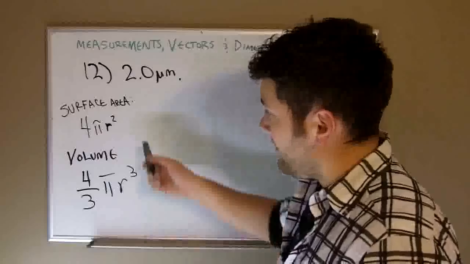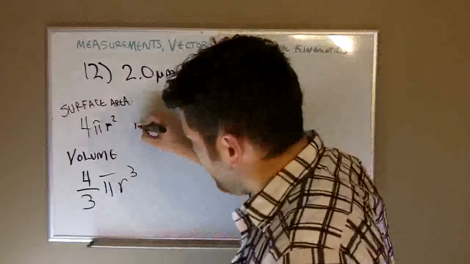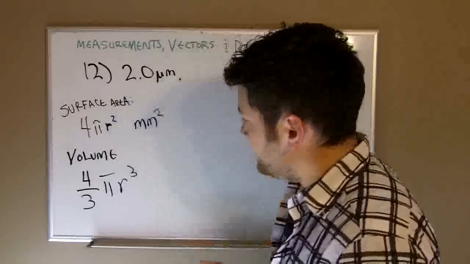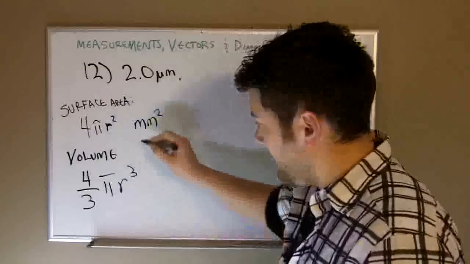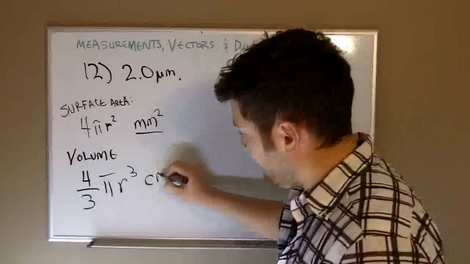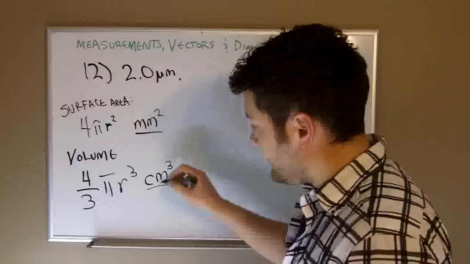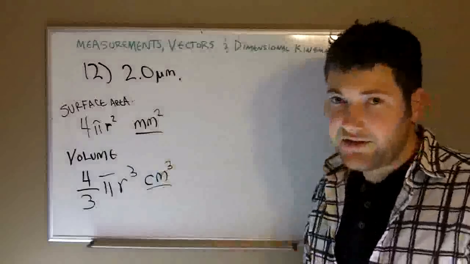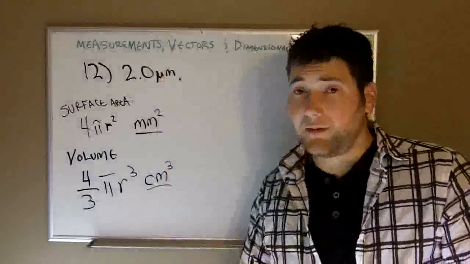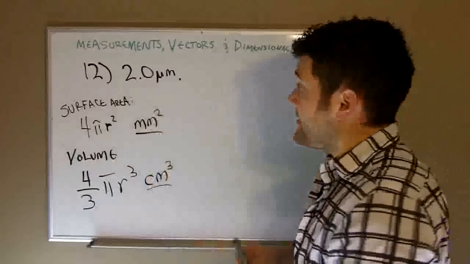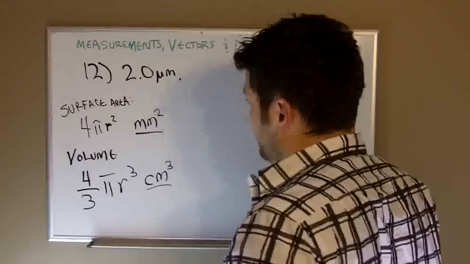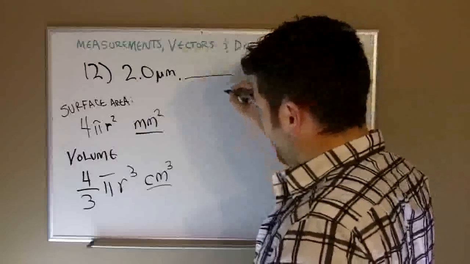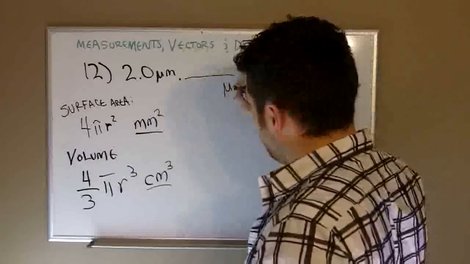For the first one, for the surface area, it wants us to find the answer in millimeters squared. And for our volume, it wants us to find the answer in centimeters cubed. So obviously for each one we're going to have to do a conversion of our micrometers into one of these formats. So let's say we want to find out the surface area first. We're going to do a simple unit conversion, and we want to get rid of the micrometers, I'm sorry.